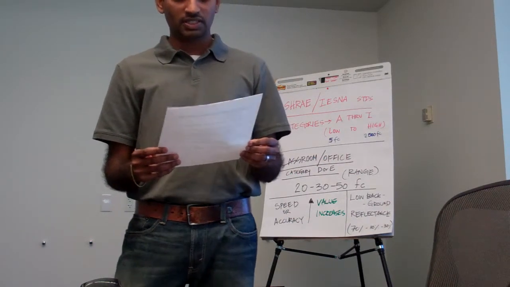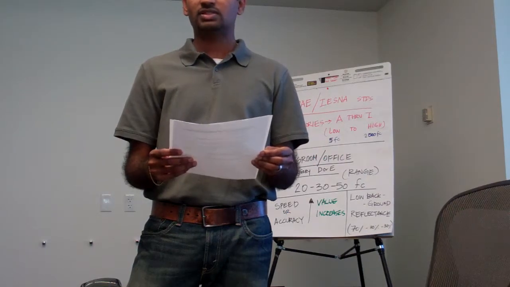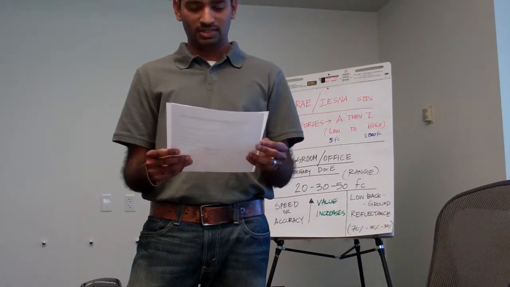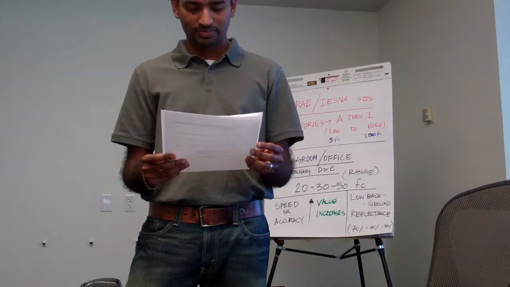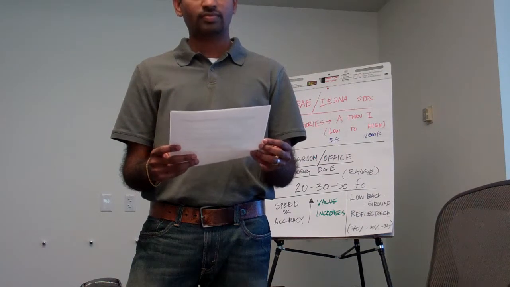What is the normal ventilation rate of outdoor air for an office? 20 CFM per person.